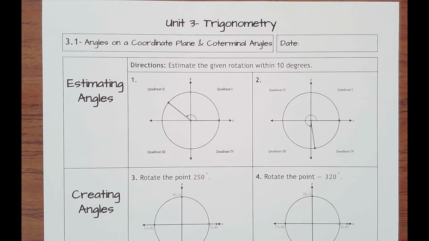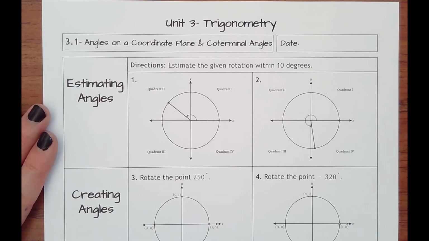Lesson 3.1, angles on a coordinate plane and coterminal angles. So this starts our unit on trig, and we won't get to all the trig concepts, but it's a good foundation of angles. We're going to talk about the unit circle, and it starts off pretty easy with just estimating angles and creating angles, and we'll talk about what coterminal angles are.